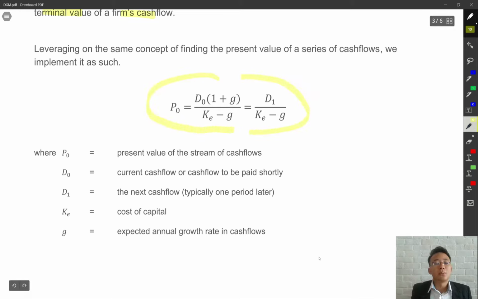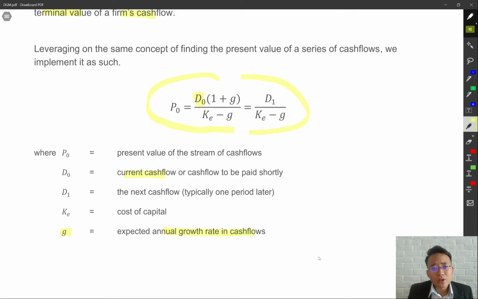Exactly the same variables, except instead of D0 being the dividend just paid or the current dividend, D0 here will be the current cash flow. G will be the expected annual growth rate in cash flows. So instead of dividends, we now replace it with a more general word. We replace it with cash flows. And it makes sense. Anyway, dividend is a cash flow, isn't it? So these two words actually can be substituted, right?